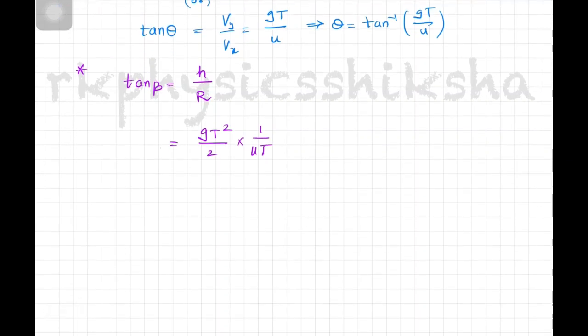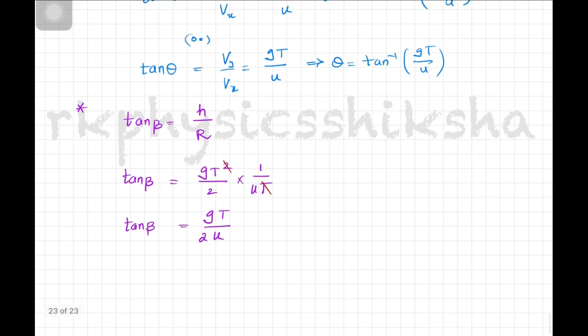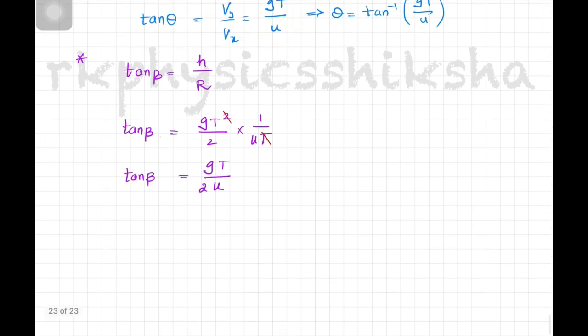So from which I can cancel out the T, and what I'll remain with is tan beta is equal to g capital T by 2 into u. If we have seen the previous case here itself, tan theta can be written as gT by u. So if I replace that, tan beta can be written as tan theta divided by 2.